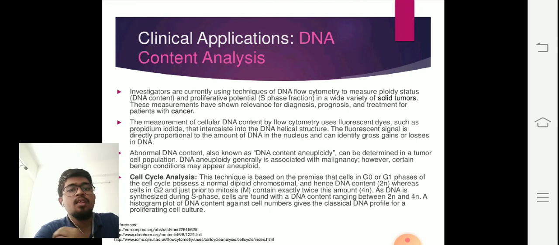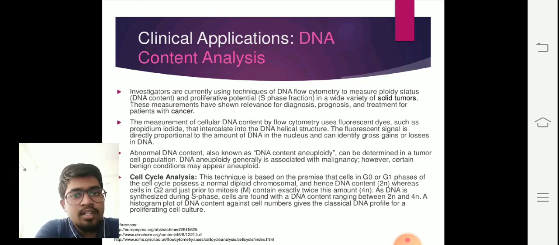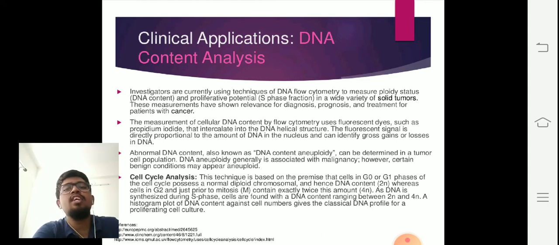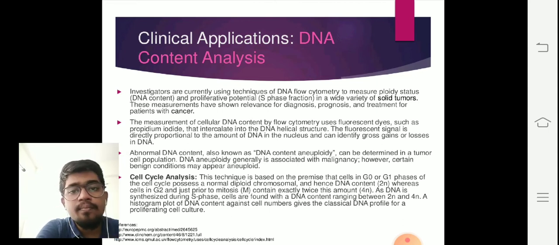So you could see, the S phase is where the DNA content would be between 2n and 4n. When a histogram is plotted to estimate the DNA content against the cell numbers, you can produce the classical DNA profile for a proliferating cell culture, showing how the DNA content ranges from cell to cell. This is how cell cycle analysis occurs using flow cytometry.